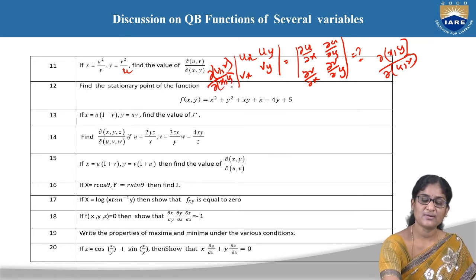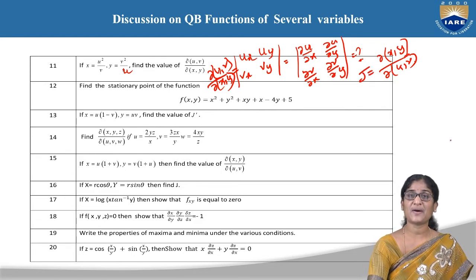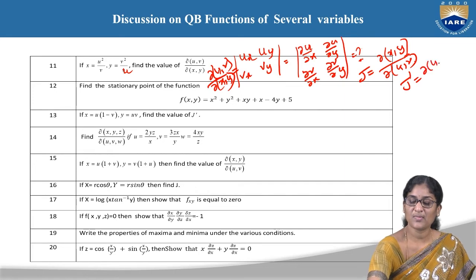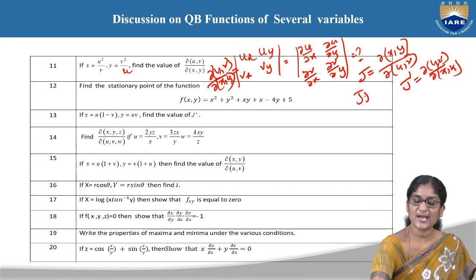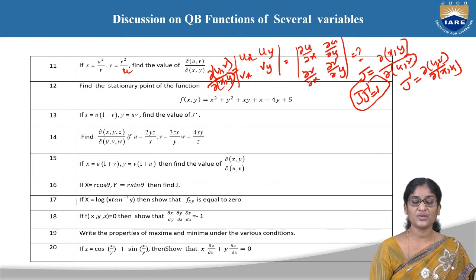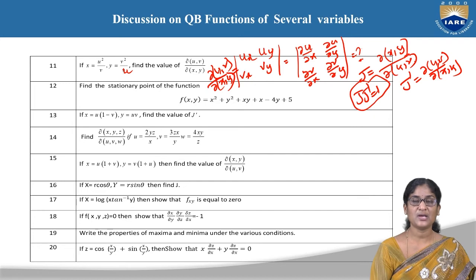How? By using the formula: suppose dou of x comma y by dou of u comma v, the partial derivative of x comma y with respect to u comma v, is j, then j dash is given by dou of u comma v by dou of x comma y. And you all know that j into j dash is equal to 1. We can make use of this property because instead of finding the explicit nature of u and v with respect to x and y, it is better to first find the j value and then reverse it. We are going to get dou of u comma v by dou of x comma y. So that is how you can do the 11th question.